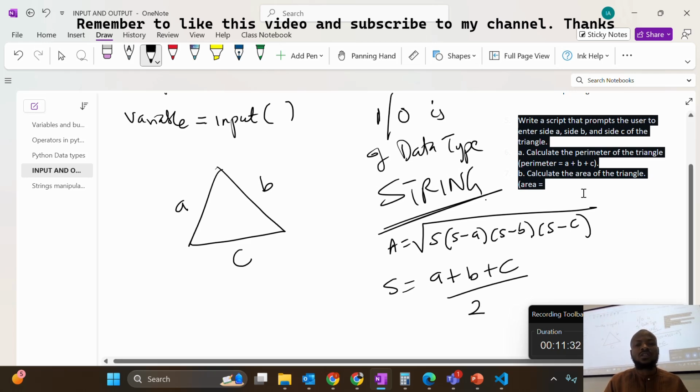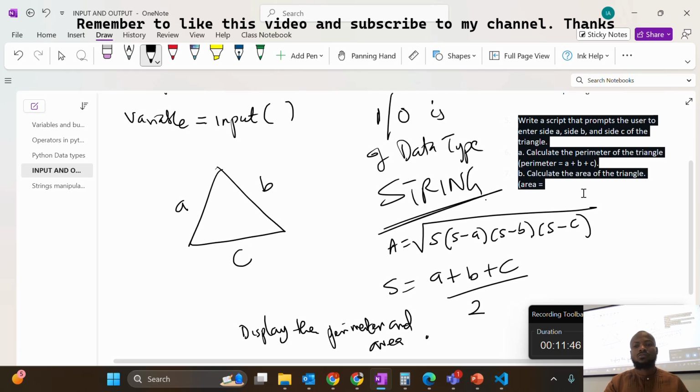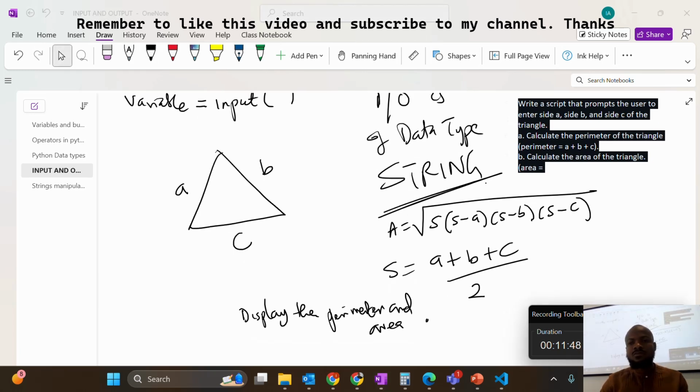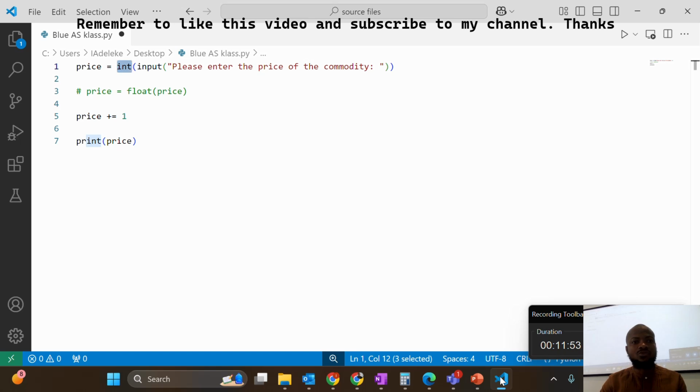Then when you are done, then display the what? The perimeter and area with a suitable message. Do you understand the classwork? Good. 2 minutes, do that now. So I hope you guys are done. So let's solve the problem again together.